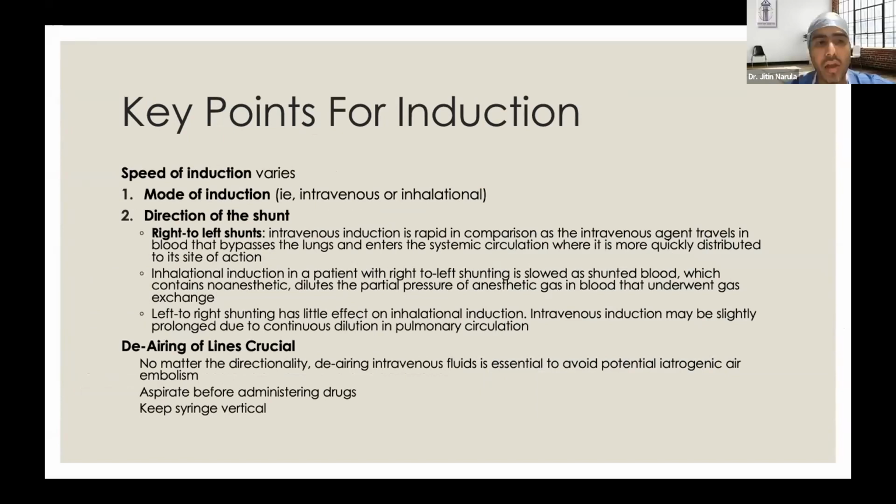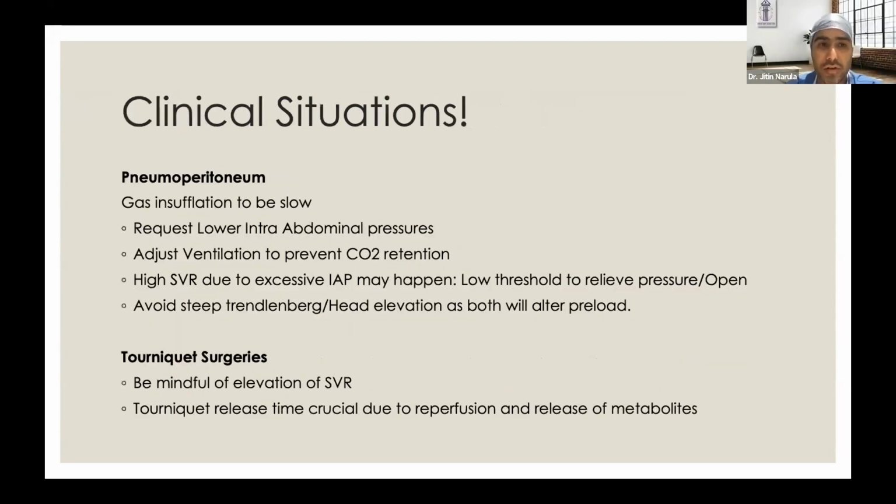Inhalational induction in a patient with right to left shunt, on the reverse, is slowed, as the shunted blood, which contains no anesthetic, dilutes the partial pressure of anesthetic gas in the blood that underwent the gas exchange. Left to right shunts have little effect on inhalational induction. Intravenous induction may be slightly prolonged due to continuous dilution in the pulmonary circulation. It's important to make sure that the lines are adequately de-aired, no matter the directionality. De-airing is essential to avoid potential air embolism. Aspirate before administering any drug and keep the syringe always vertical.